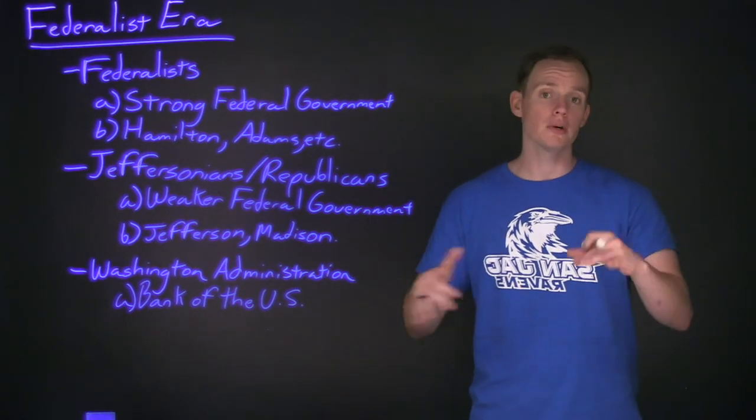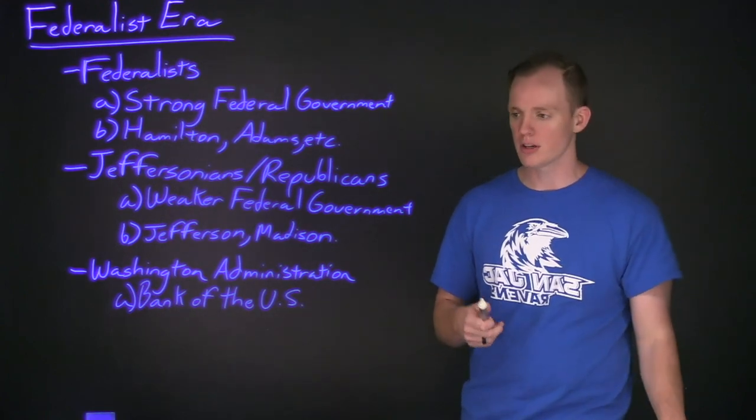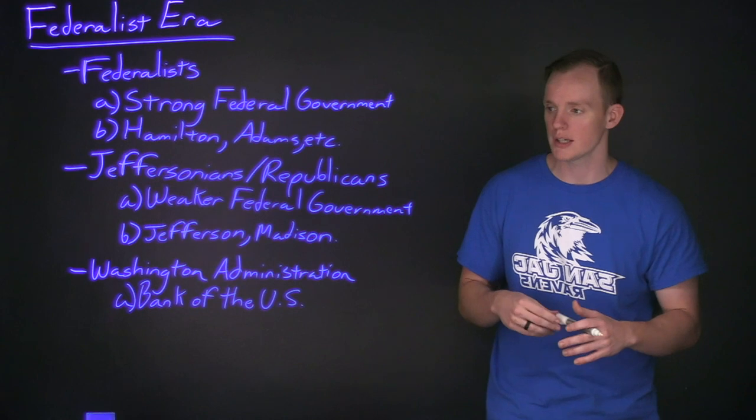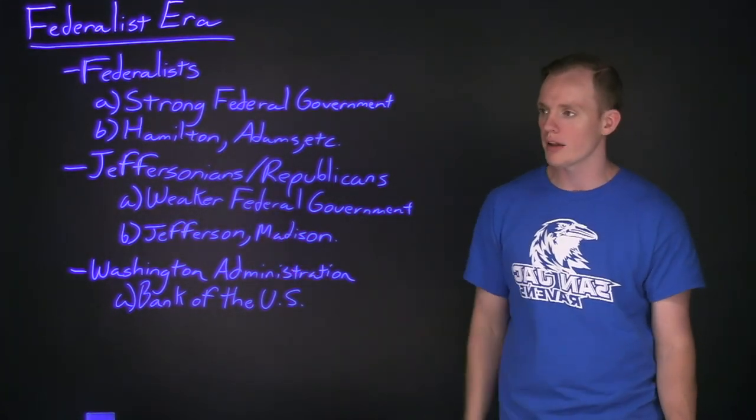The Bank of the United States, in order to do this, had to be privately owned, but nonetheless, it would be a part of the federal government. It would be on a federal charter that had to be renewed by Congress every 20 years. And he will propose this idea to Congress. However, it's not going to be wildly popular.